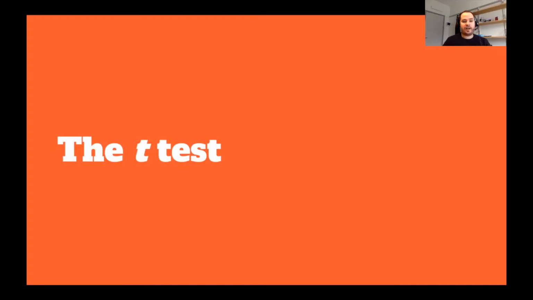Now we're getting to the final part of the lecture, which is this thing called the t-test. The t-test is, let's say, the realistic version of this hypothesis testing that we just looked at. So far, what we actually did was the z-test, so to speak, because we tested the z-score, right?